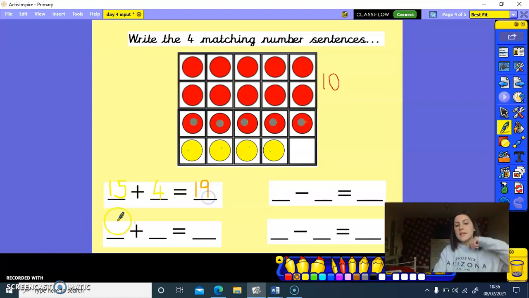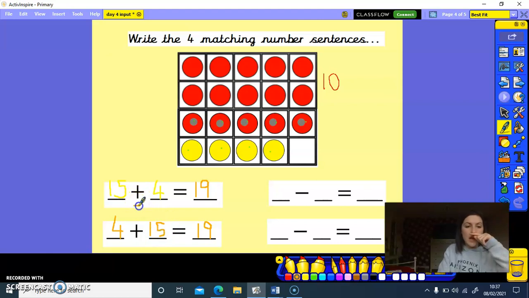Okay, I want to do this sentence another way round. It is my addition sentence. So which number has to go at the end? The biggest number. I've already done 15 add 4, so what would the other way round be? 4 add 15. Fantastic. And I'm really happy with that because this is my addition, and at the end I've got my biggest numbers. So that is correct and that is correct.